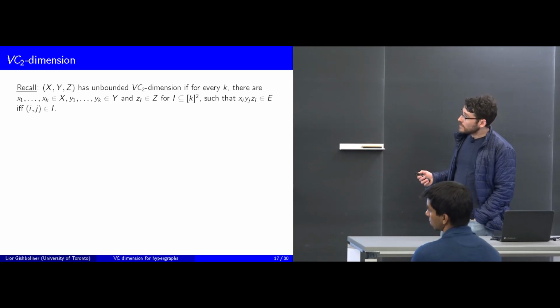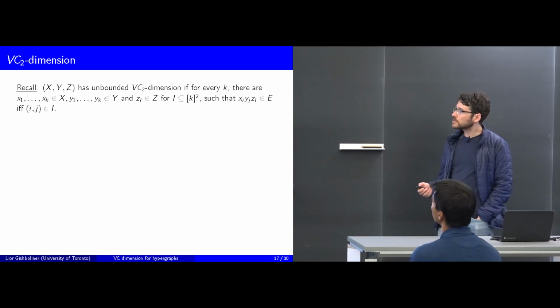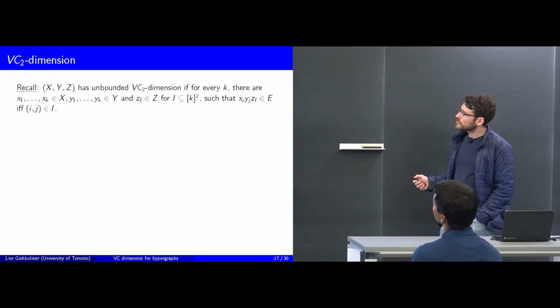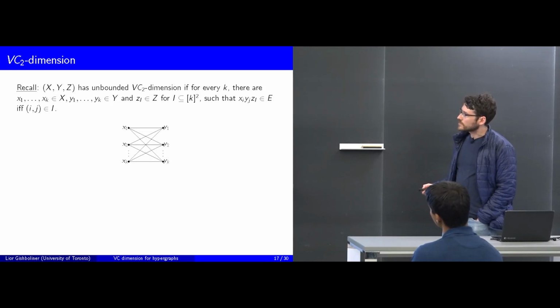It means that it is unbounded, sorry. It means that for every k, I can find a complete bipartite graph, k times k, such that those k-square edges are shattered. It means that for any subset of these edges, I can find a vertex that makes an edge exactly with these edges. So this is x1 up to xk and y1 up to yk. And now if I take any subset of these k-square edges, I can find the vertex that makes an edge exactly with those.